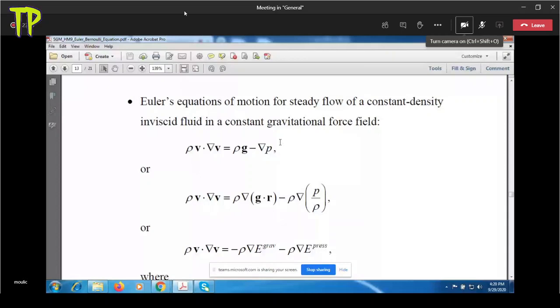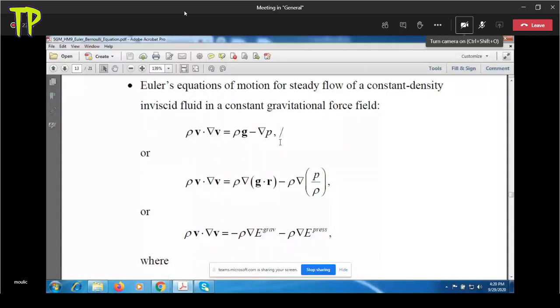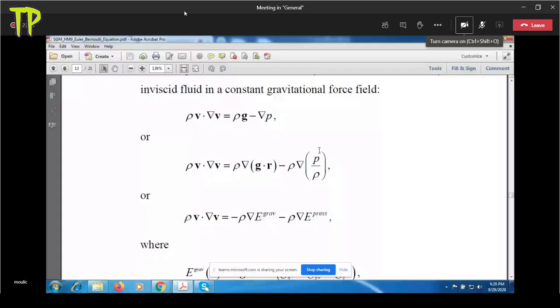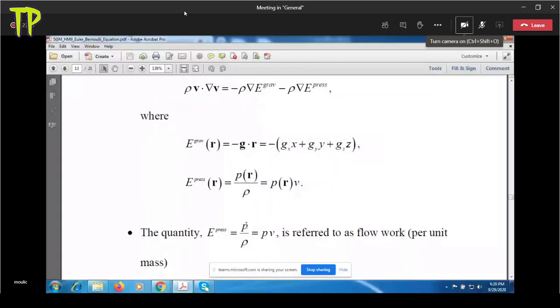So here, if you write the integral of dp upon rho, then you have to replace p upon rho by the integral of dp by rho. But then the integral of dp by rho will become a path function, unless you have a special case where rho depends only on pressure. And that kind of flow is called barotropic flow.